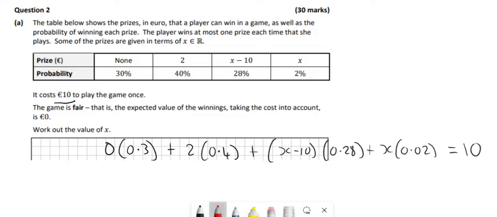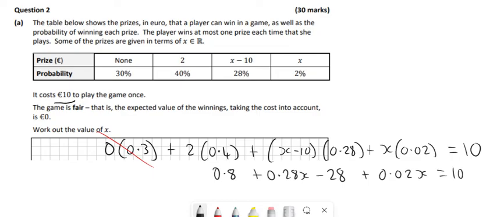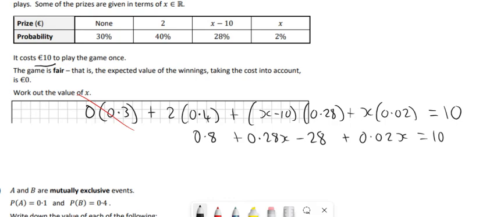So 0 multiplied by 0.3 is just gone, that's just 0. That'll give us 0.8 there, plus 0.28x minus 28, 10 times 0.28, and then plus 0.02x is equal to 10. We can combine the x's. Actually, that should have been 2.8 in there instead of minus 28. That's a little small mistake.